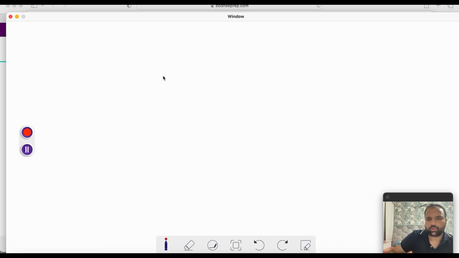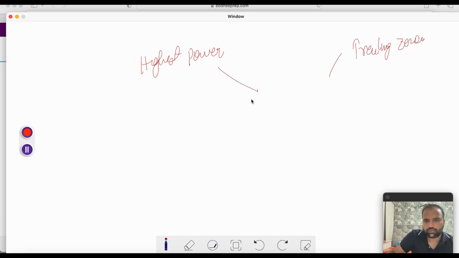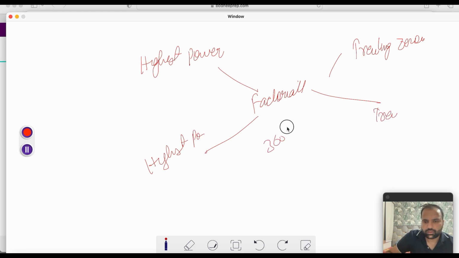So what have we learned today? We have learned that when we have been given the highest power, and we have been given trailing zeros, what did we find? We found factorials. Okay, and we have already done this. From factorials we have already derived highest powers and trailing zeros, so it makes a complete 360 degrees. Okay, so this is all in this class.